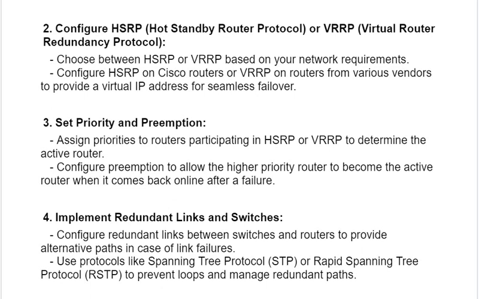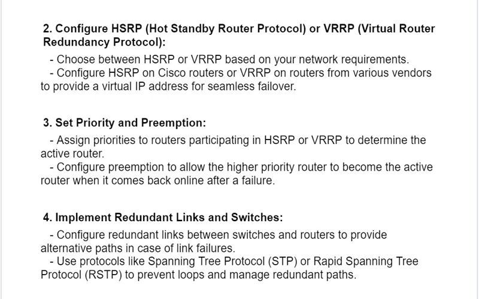Our second solution is configure HSRP, Hot Standby Router Protocol, or VRRP, Virtual Router Redundancy Protocol. Choose between HSRP or VRRP based on your network requirements. Configure HSRP on Cisco routers or VRRP on routers from various vendors to provide a virtual IP address for seamless failover.